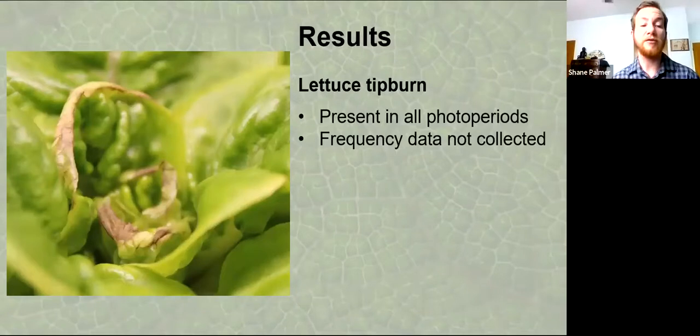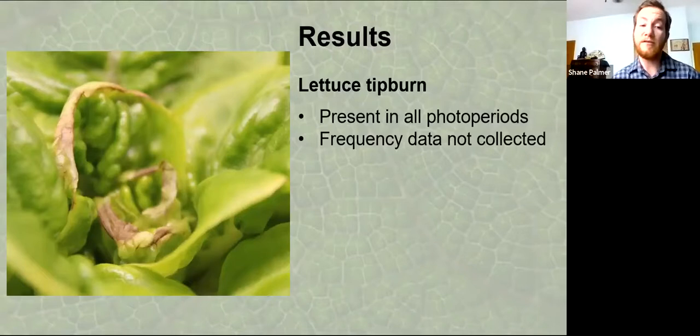I didn't look at the frequency, but I did make note of the fact that tip burn was present in all of my photoperiod treatments in my lettuce. And tip burn is typically attributed to a localized calcium deficiency on the fast-growing areas of leaves, where if they're not getting enough airflow to allow the leaf to transpire and to move that calcium up into the leaf tissue, then it can get those localized deficiencies, and that's what causes tip burn. So it's possible that we may not have had adequate airflow.